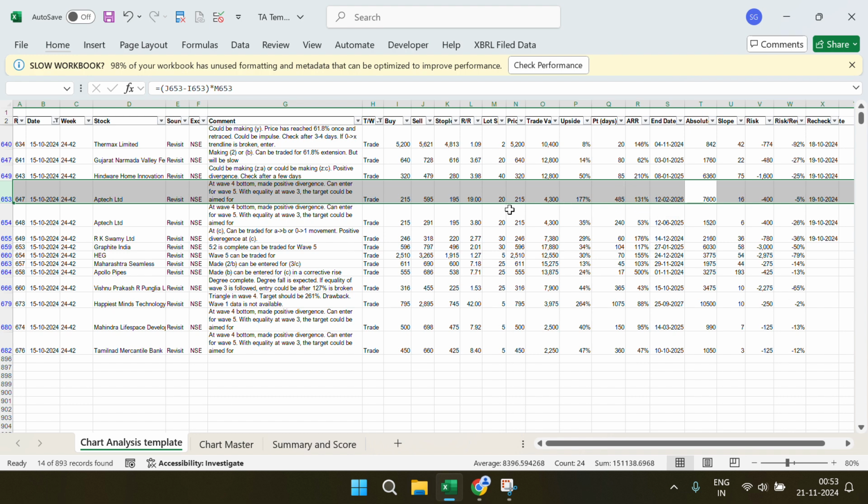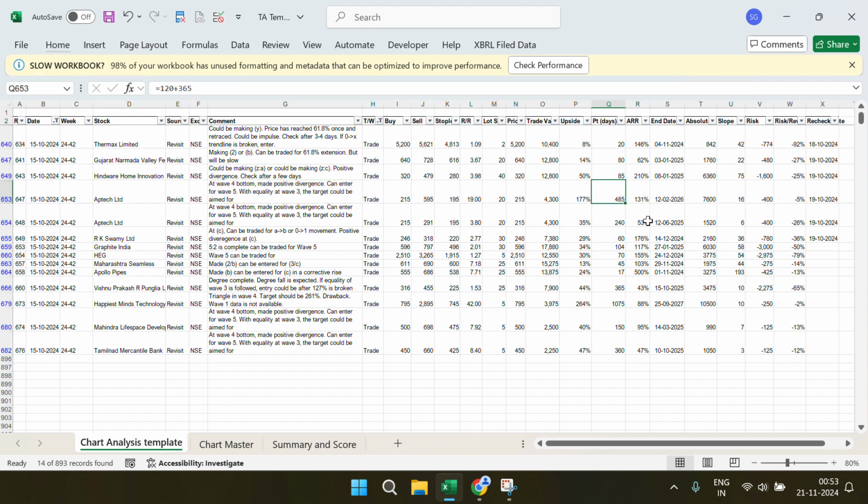Now, see the difference here. This is a very long-term trade. This is something I'm expecting to hit my target in 485 days, which is just giving me, even though it is a good, decent absolute return, the ARR is 130%. Whether I want to take it or I don't want to take it, it's a discussion to have. It's a decision to basically make.